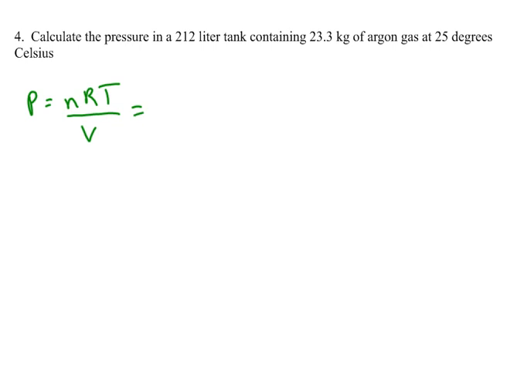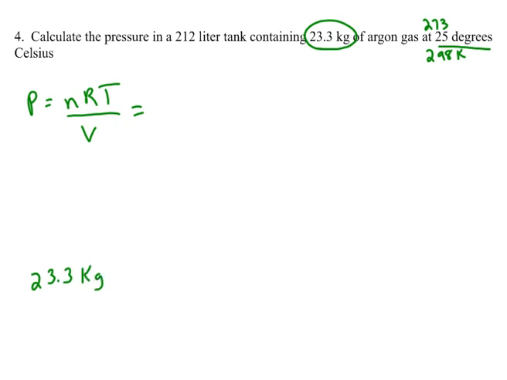Now, here's a couple things we're going to have to do as an aside. We don't have moles, we have a mass. We don't have Kelvin temperature, we have Celsius temperature. So that's the easiest one to start with. For Celsius temperature, you add 273. 273 plus 25 is 298 Kelvin. So there's our temperature.